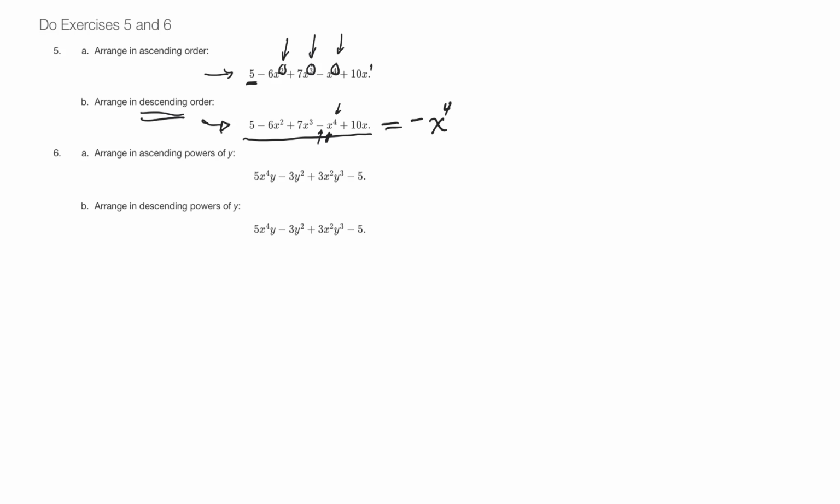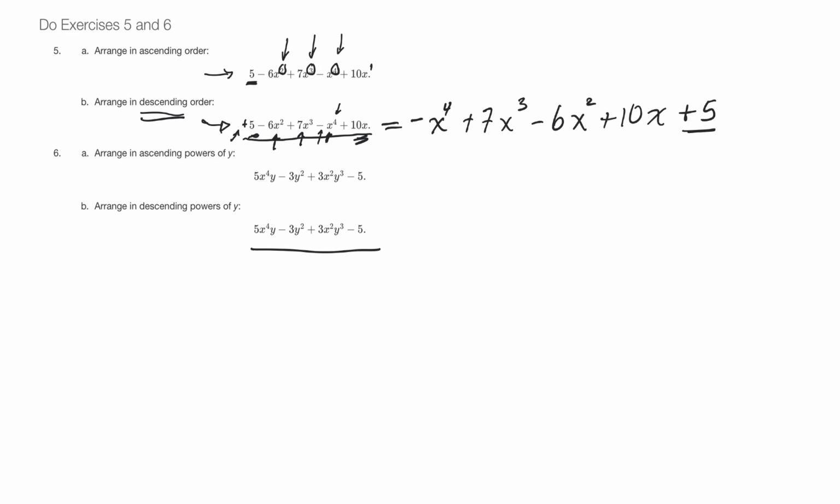Next one would be positive 7x cubed. Next one, so minus 6x squared. Then the plus 10x. And lastly, the plus 5. Notice there's no sign in front of there, but we assume it to be positive, and so that's why we have plus 5. Let's try this one here.